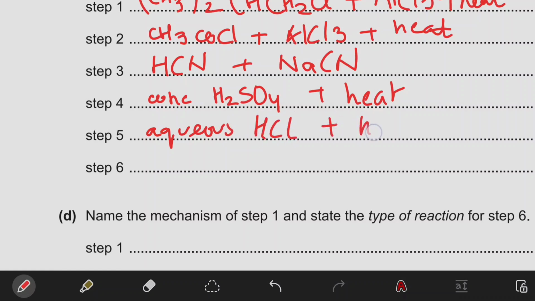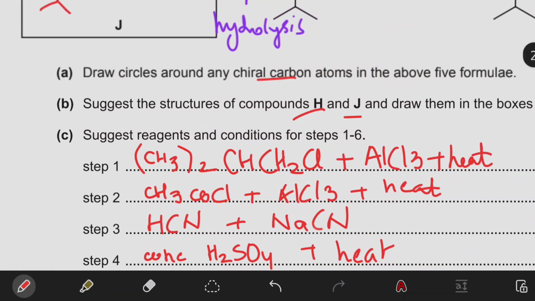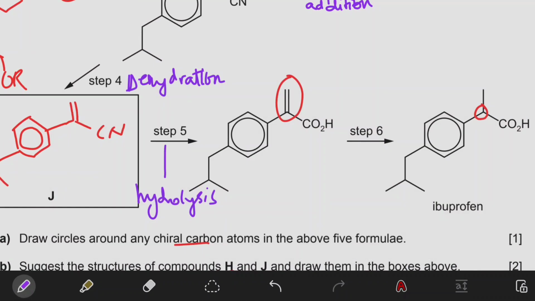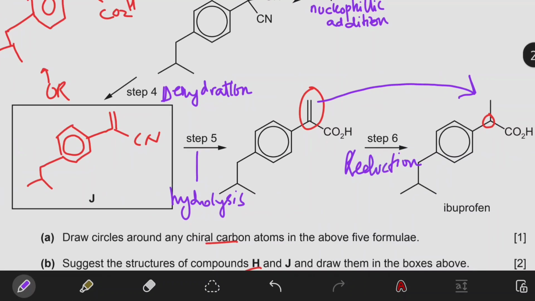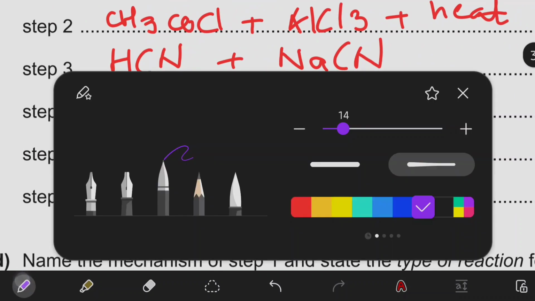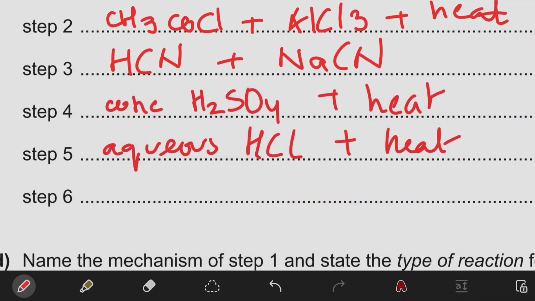HCl plus heat. Okay, lastly step 6. This is simply reduction of alkene. So the catalyst should be the reducing agent, you can say H2 plus. Please don't write LiAlH4 here, because here this is required, plus heat.